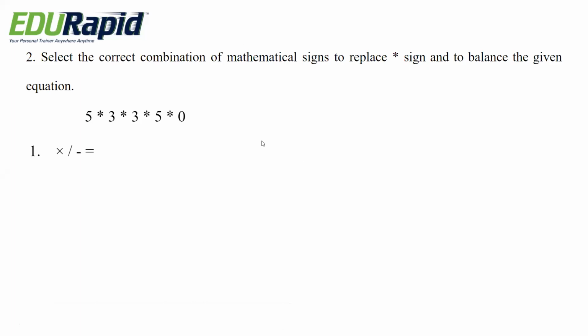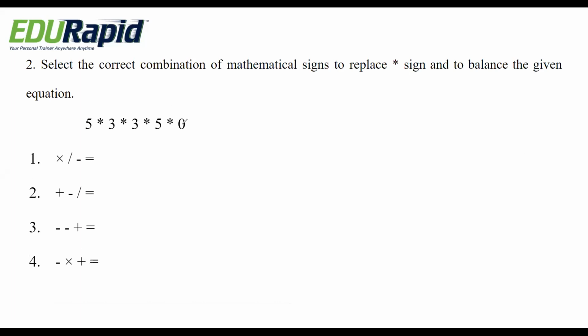So the first option is into, divide, minus, equal, plus, minus, divide, equal, minus, minus, plus, equal, minus, into, plus, equal. So here you have to put these options and verify.